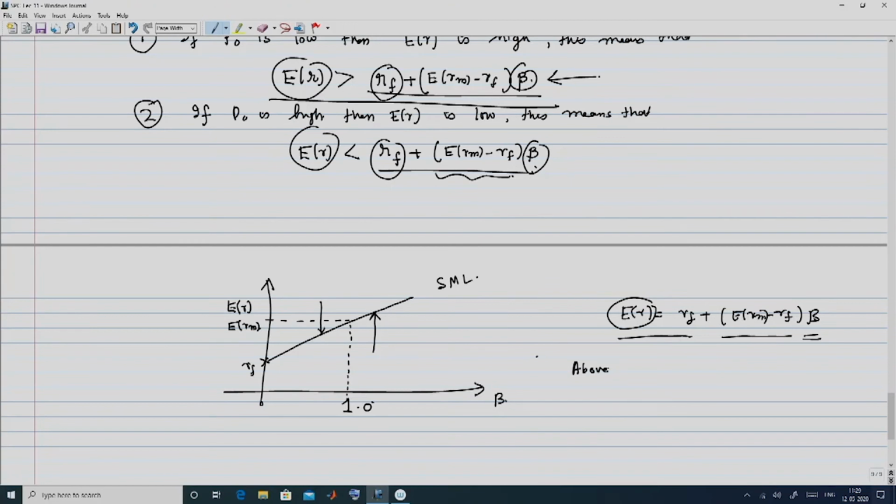So, these two statements that I have just now made, I am going to reconcile them and conclude the following: if you are above the SML, then the asset or the security is underpriced, and if you are below the SML, then what you have is an overpriced security.